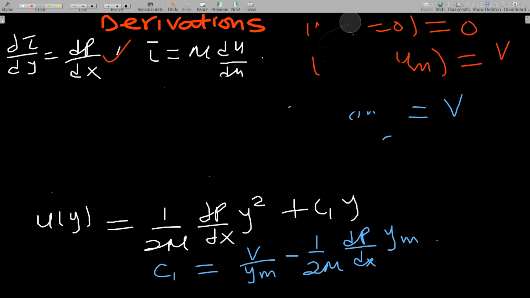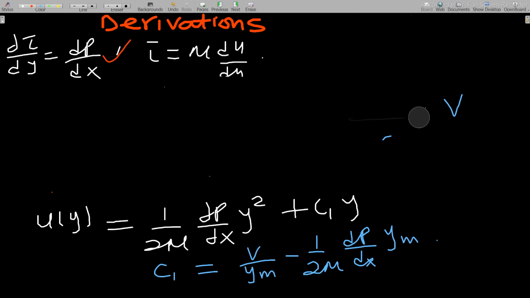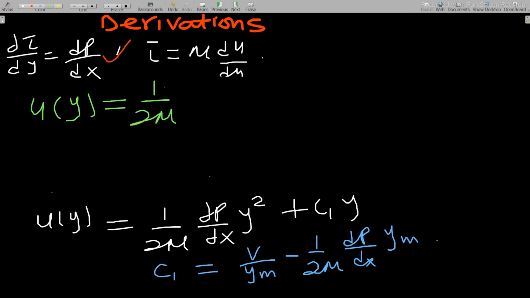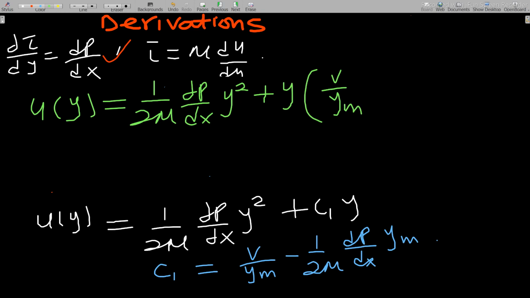Wow, this is very strong like that. It's very, very long and lengthy as well, so if you don't take your time, you might not follow. Okay, so u of y here is now equal to 1 over 2 mu dp/dx, then y squared, plus y times c1, which is v over ym minus 1 over 2 mu dp/dx ym.